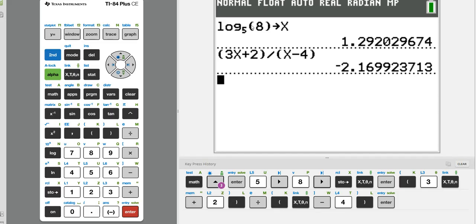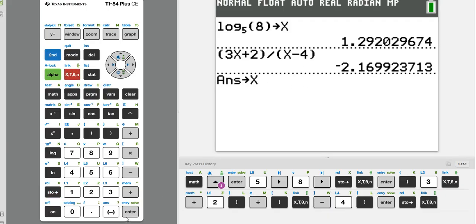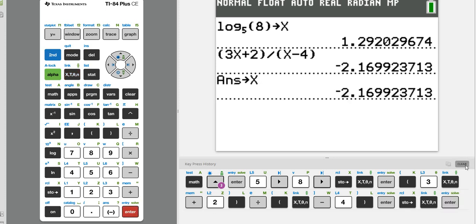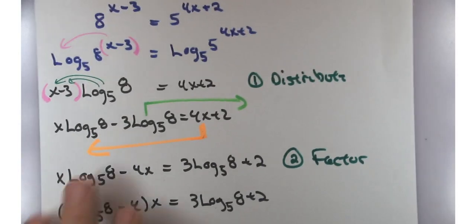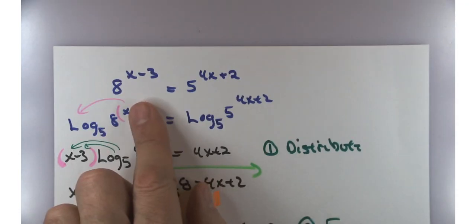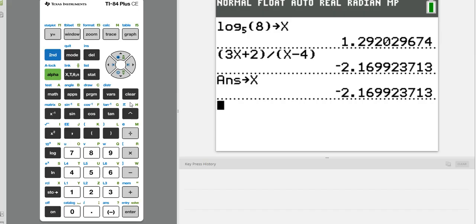Since we're done with this log base 5 thing, let's take this answer and store it in x. So we're just going to overwrite the log base 5 of 8. So store in x. That's going to take this answer and store it in your variable x. Now the reason for that is I eventually want to be able to check my answer. So to check my answer, I want to plug it into the original problem. And here's how I'm going to check my answer. I'm going to calculate both of those sides independently.